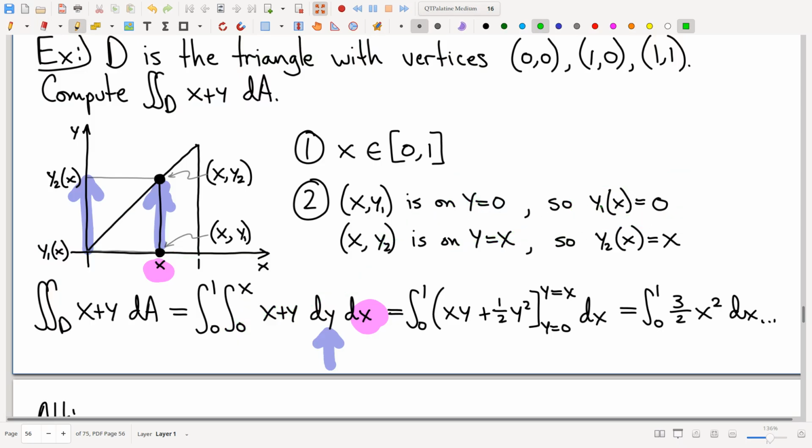Okay, so again, for that value of x, looking at the y range, my ending value of y comes from that point, which is on that curve. Real quick, let's make the observation.